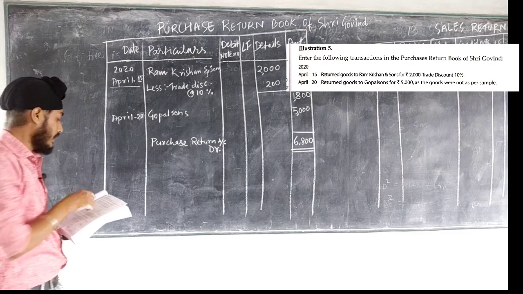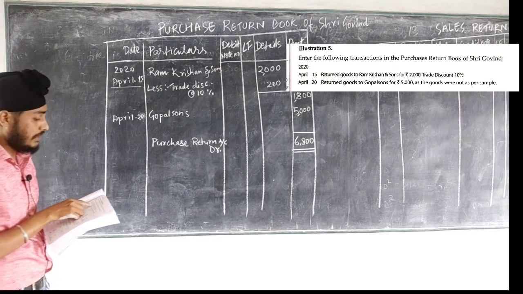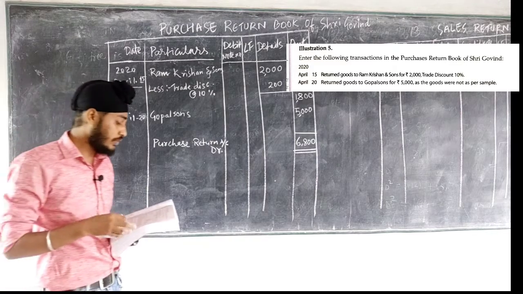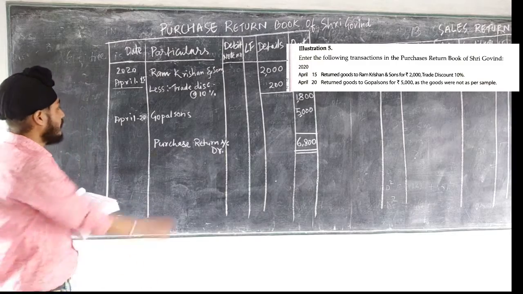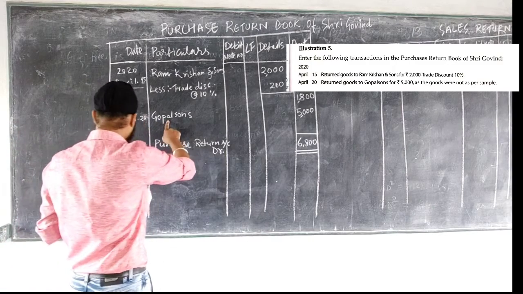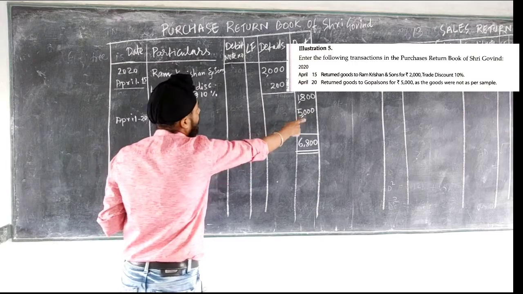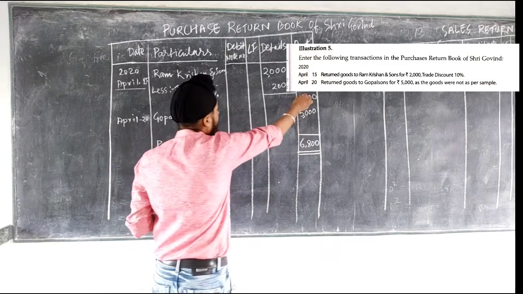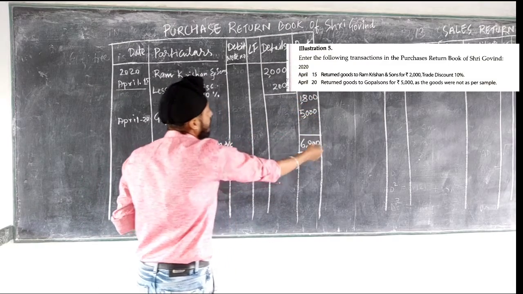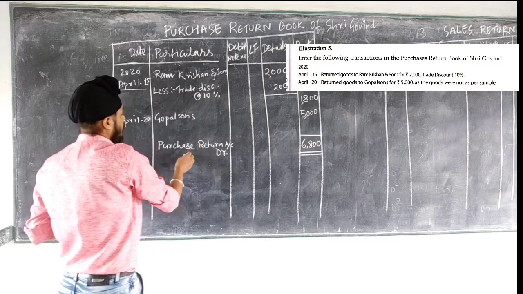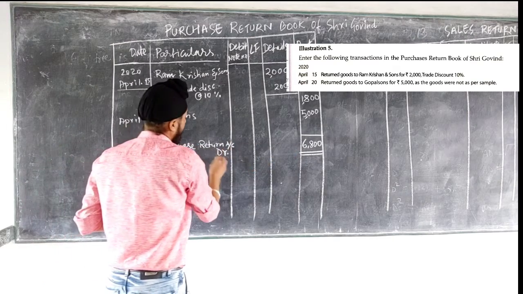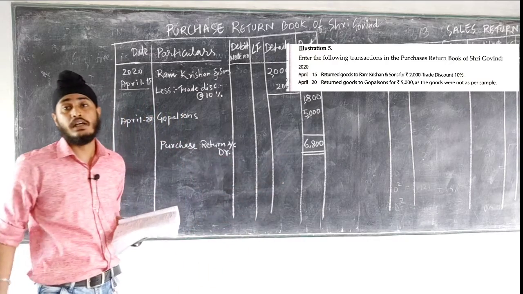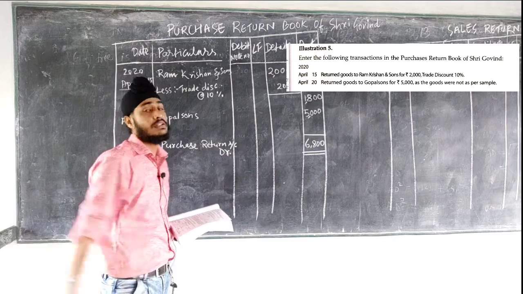The next transaction is April 20, return goods to Gopal Sons for 5000 as the goods were not as per sample. So those goods were returned to Gopal Sons. So Gopal Sons we will write here, and what is the amount of goods returned? 5000. Directly we will write 5000 in the amount side because we don't have any trade discount here. We simply add 1800 plus 5000, we get 6800. Just towards the left we will write purchase return account debit, so this amount will be transferred to the purchase return account. Clear? This way purchase return book is maintained.